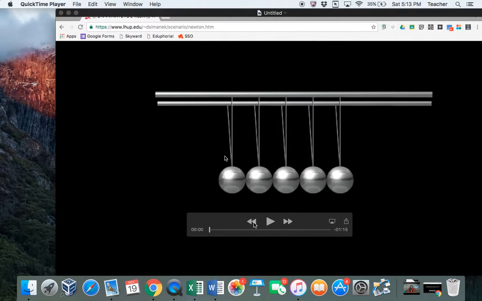Now this is a computer-generated simulator. I already pre-recorded this. As you see, we have the Newton's cradle with 5 masses. I measured this with my protractor to be 5 centimeters on the screen. Now let's go hit play.